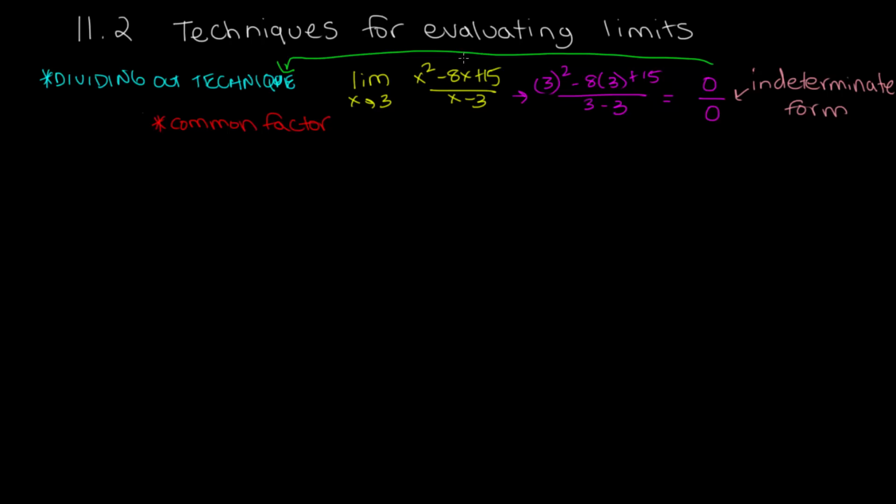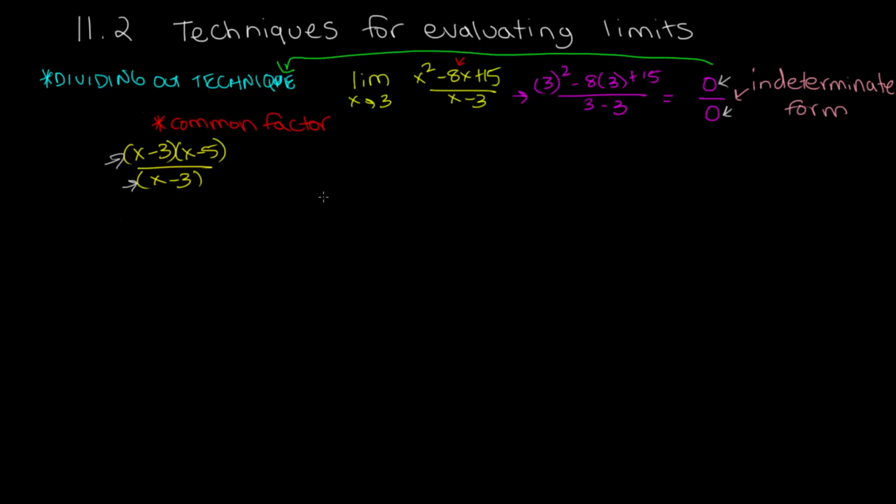If we factor the numerator, we get x minus 3 times x minus 5 over x minus 3. We see that there is a common factor of x minus 3 in both the numerator and the denominator, and this is why we're getting the indeterminate form 0 over 0. When we plug in 3 for the numerator, we get 3 minus 3, which is 0, and 0 times anything is 0. And we have 3 minus 3 in the denominator, which is why we get 0 there too. So we know there is a common factor in both.